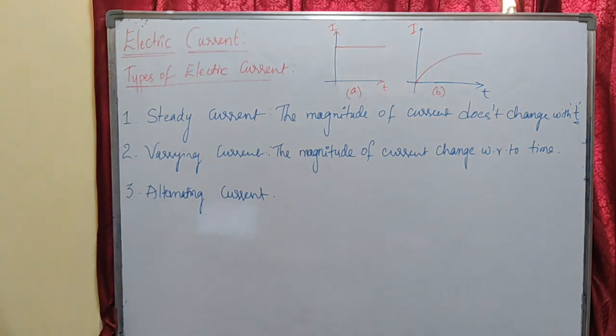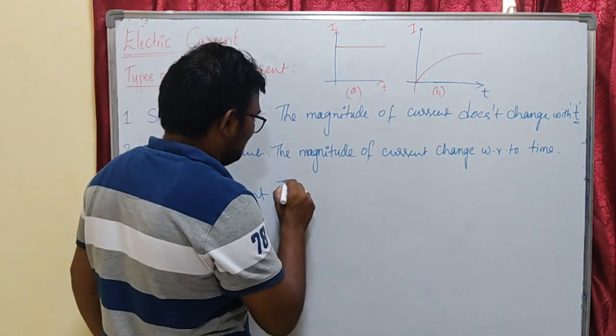This is varying current. Now let us see another important current, that is alternating current. The definition: an alternating current is one whose magnitude changes continuously with time and direction changes periodically. Okay, I am going to write the definition.